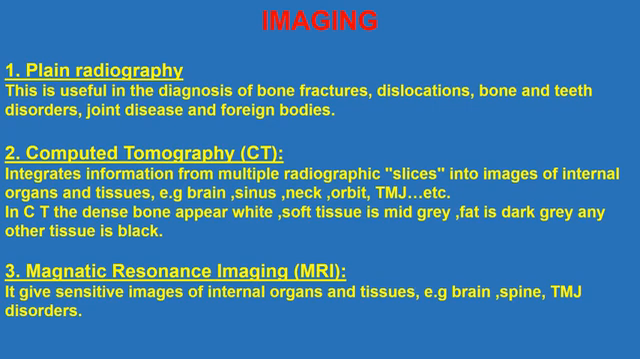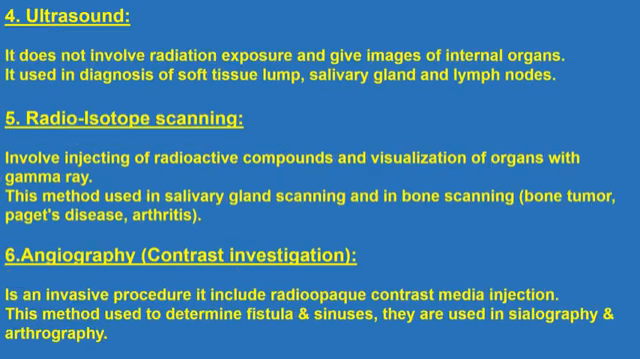It gives sensitive images of internal organs and tissues, for example, brain, spine, TMJ disorders. Number 4, ultrasound. It does not involve radiation exposure and gives images of internal organs, and is usually used for soft tissue lesions such as soft tissue lumps or salivary gland and lymph nodes.